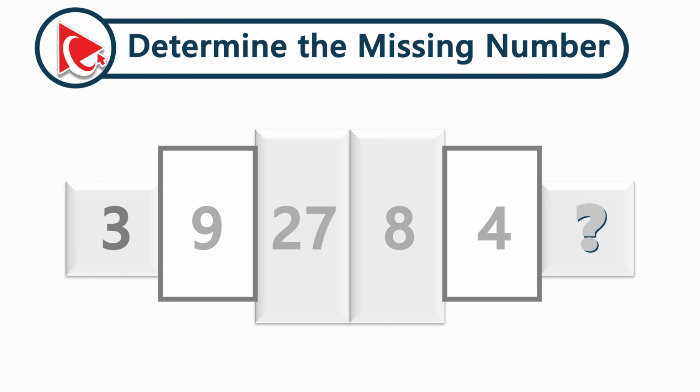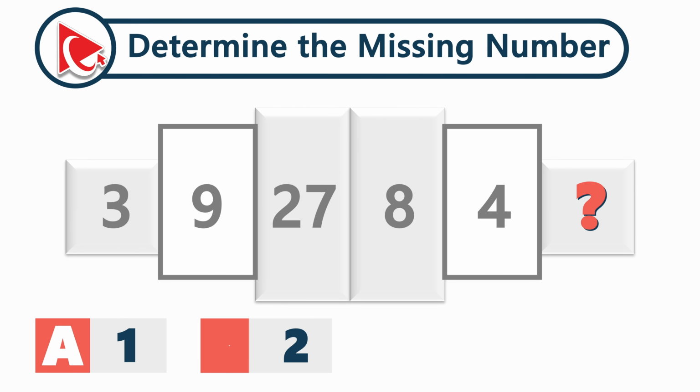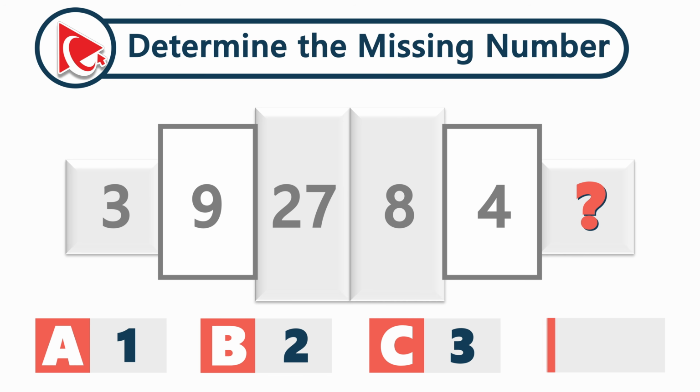The numbers are 3, 9, 27, 8, 4, and then comes the missing number, which you need to calculate and select your answer out of 4 possible choices: A1, B2, C3, or D4.